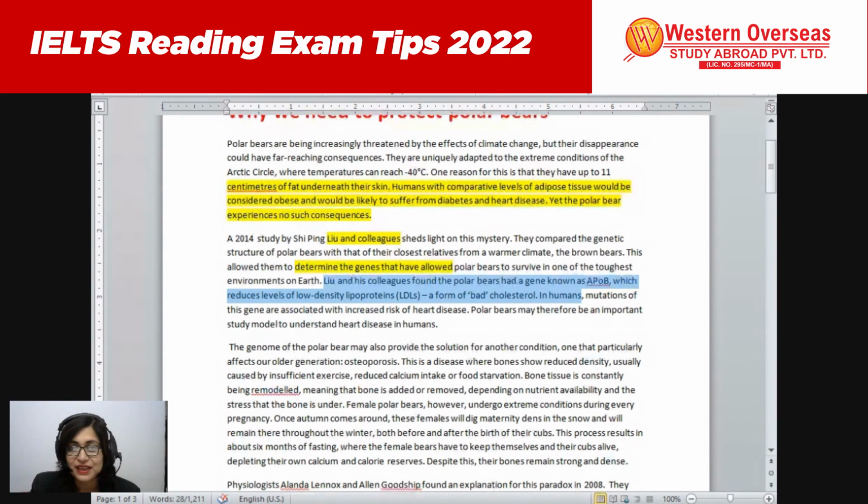Why am I showing you these lines by giving different colors? Just to explain to you that 90% answers are in a serial order. These tips will really help you to crack the IELTS reading.